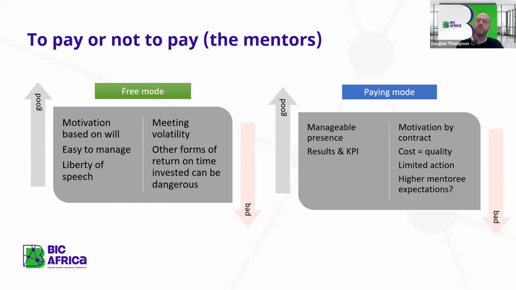In terms of, for instance, I hope it's understandable what we've written here. Let's take the paying mode first, which is on the right hand side of the screen. The parts manageable presence and results in KPI, I think, are deemed good or positive reasons why one might want to pay the mentors. But the potentially more negative reasons are whether the mentor would then be motivated just by a contract, and of course we want them to be motivated by many different reasons.